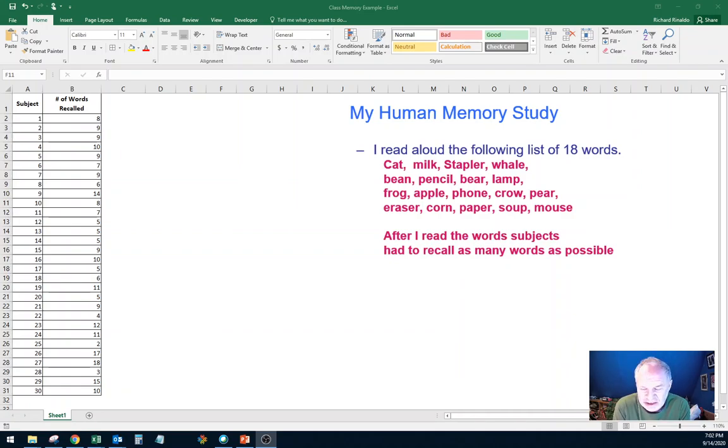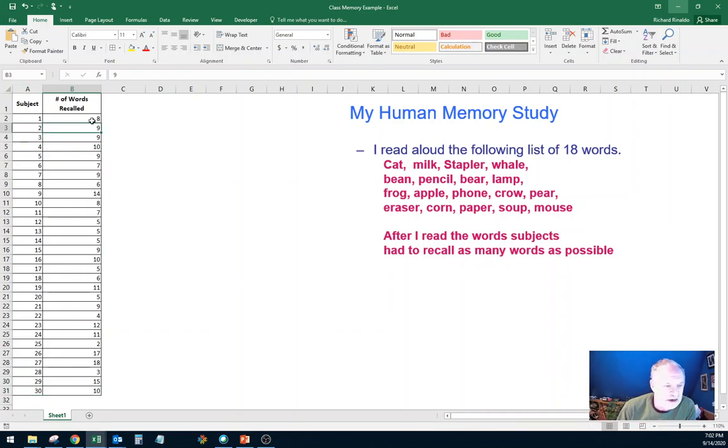Once they had done that, I collected all the sheets from the 30 participants and counted, for each sheet, how many words the person correctly recalled. Then I took the data from those sheets and entered it into Excel, as you see here. I have my 30 people. The first sheet I received, I called subject 1. It was all anonymous. That person recalled 8 words. Person 2, the second sheet of paper, recalled 9 words. And then down to 9 words here. The last person, person 30, recalled 10 words.